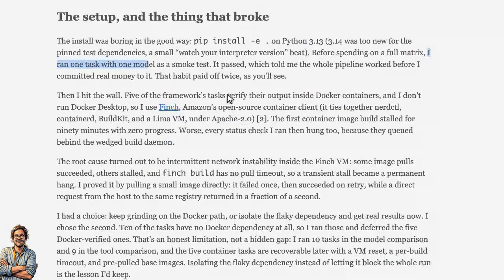The install was boring in a good way, and before spending on a full matrix, I ran a single task as a smoke test. That habit paid off twice. Then I hit a wall: 5 tasks verify their output inside containers, and the container client stalled for 90 minutes with no build timeout. Rather than grind on it, I isolated the flaky dependency and ran the 10 tasks that had no container dependency. An honest limitation, not a hidden gap.